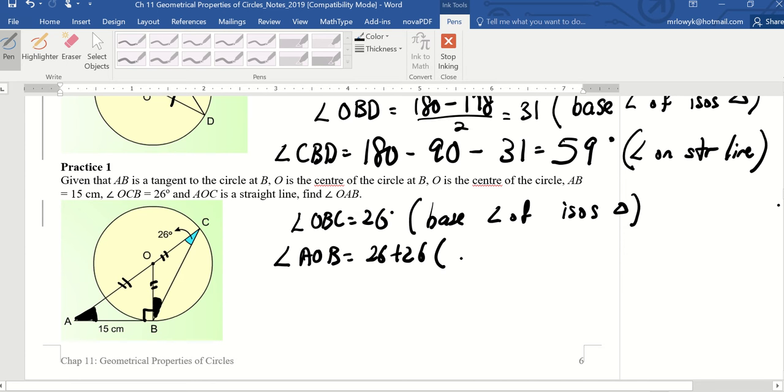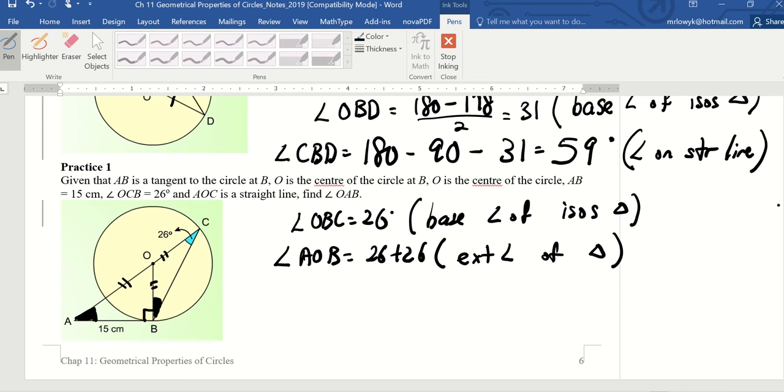Alright, I think a lot of you forget the reasons already. But don't worry lah. You can just find the angle here first. This one, this one: sum of angles in triangle. 180 minus this equals this. Sum of angles in triangle. 180 minus this equals this. Angle on a straight line.